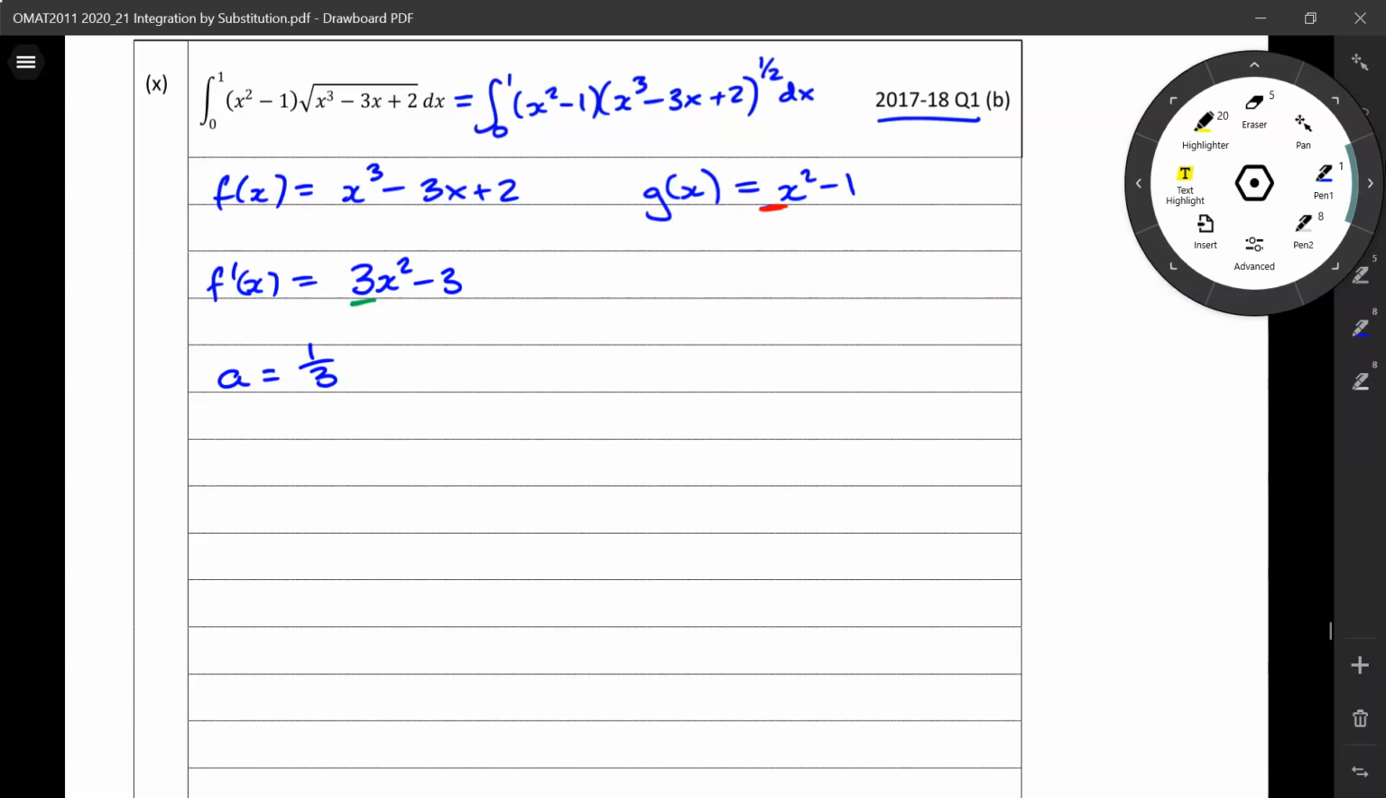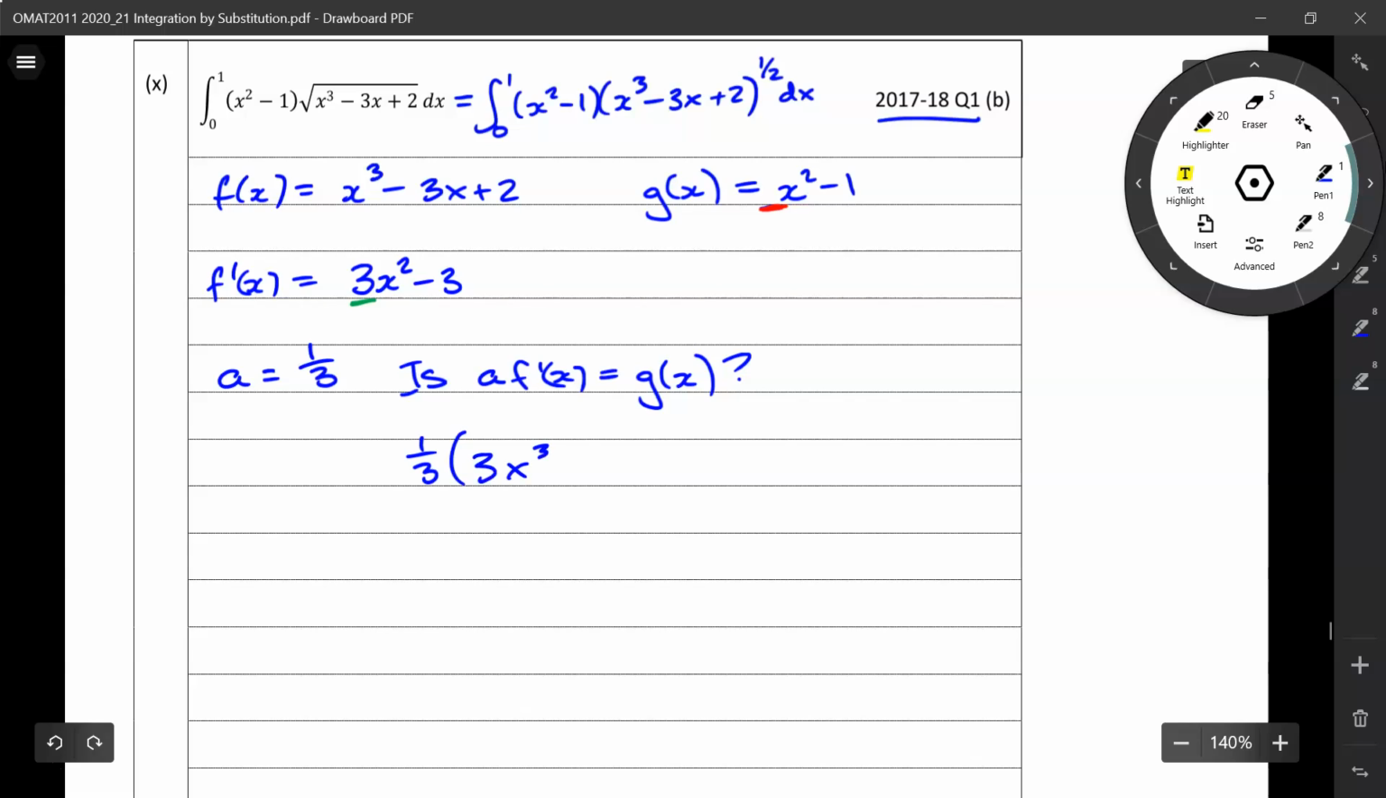So the question then is: is a times f prime x, a times the first derivative, equal to the second function in the product, g of x? So a is 1/3 times f prime x, that's x squared minus 3, and if I multiply that out, I get x squared minus 1, and that in fact is equal to g of x, so the answer is yes.